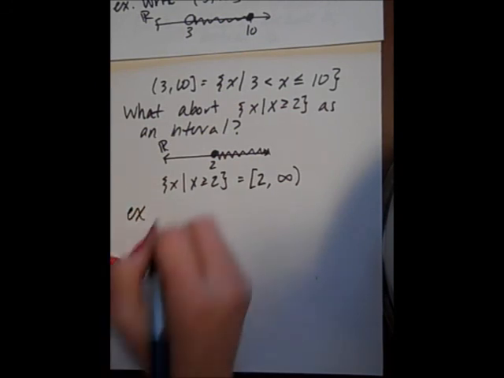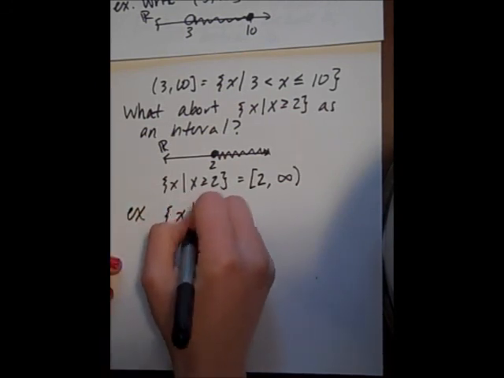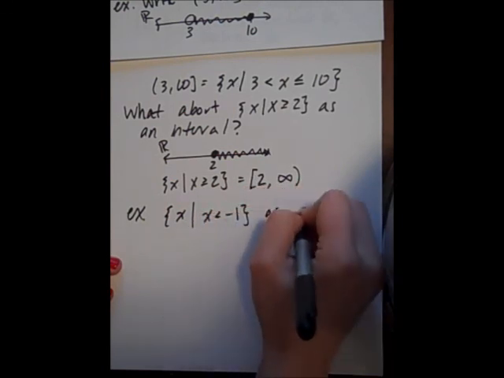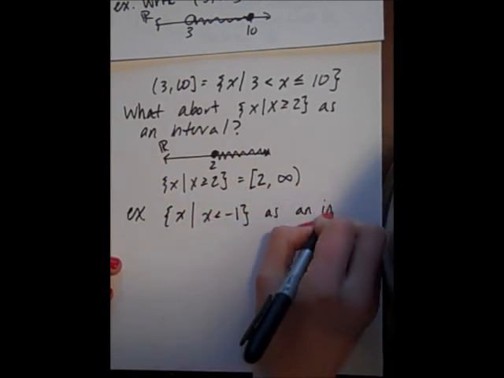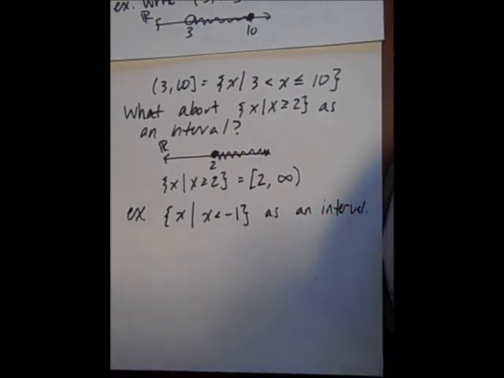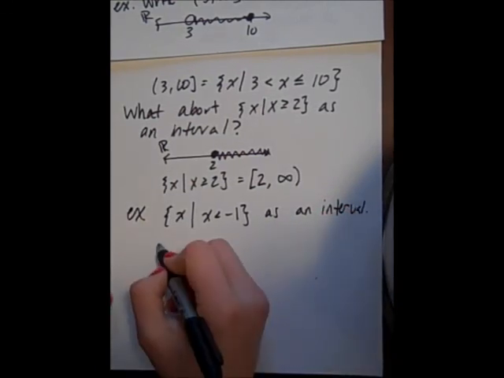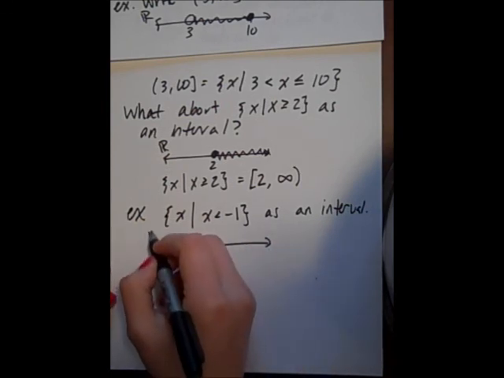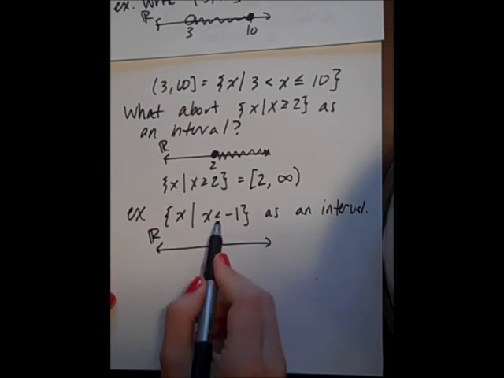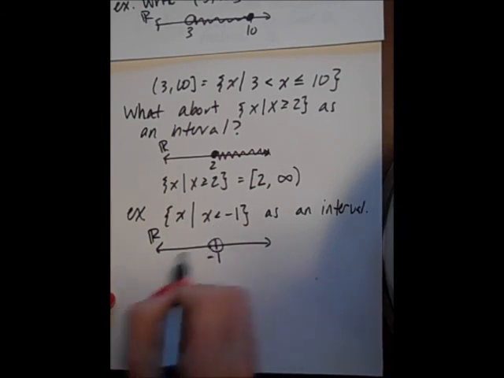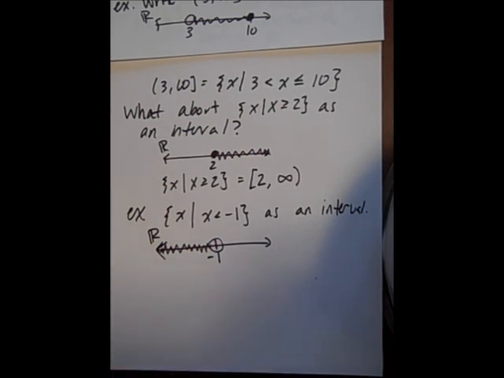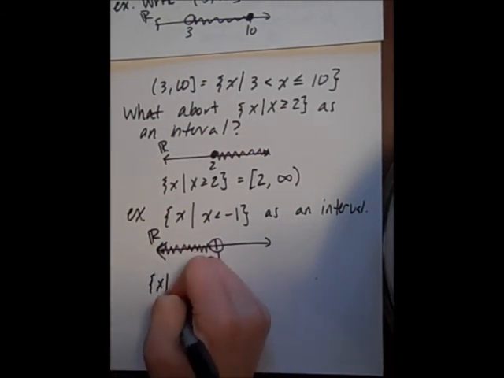Another example, let's say I want to write the set of x such that x is less than -1 as an interval. Now you don't necessarily have to draw the picture, I just think it might be easier for us to look at the picture. So here's -1. I should not include -1 because it's strictly less than, but I want everything less than it.